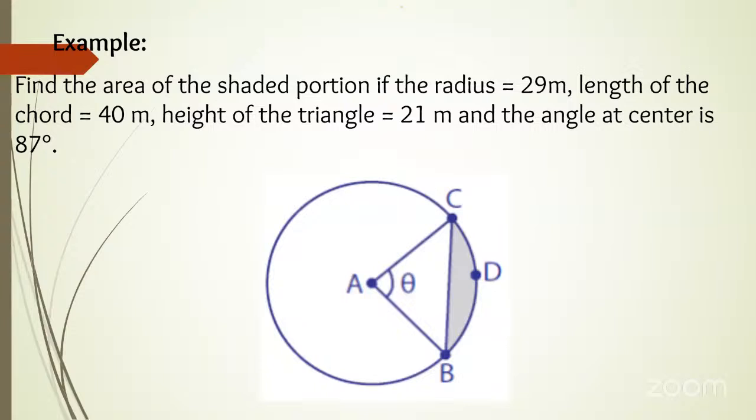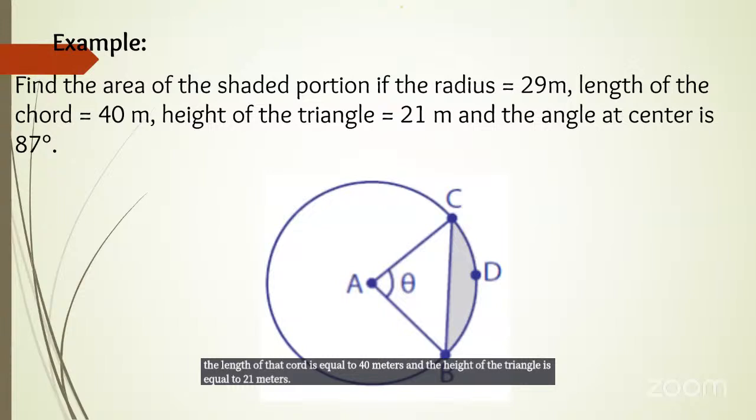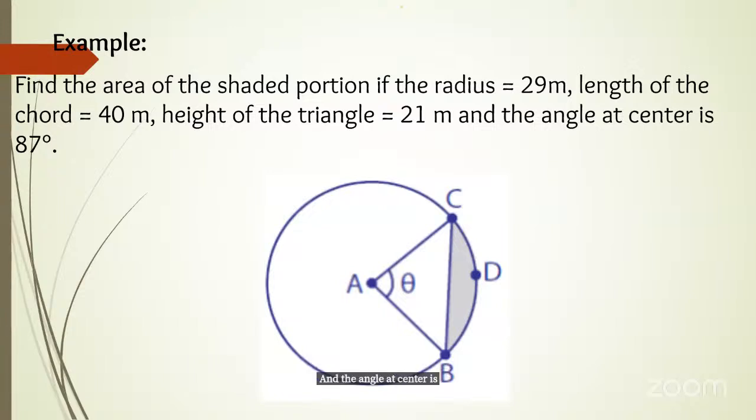All right, here is the question now. It says find the area of the shaded portion if the radius is equal to 29 meters, the length of the chord is equal to 40 meters, and the height of the triangle is equal to 21 meters. And the angle at the center is 87 degrees. So let me go again. Find the area of the shaded portion if the radius is 29 meters, the length of the chord is 40 meters, the height of the triangle is 21 meters, and the angle at the center is 87 degrees.